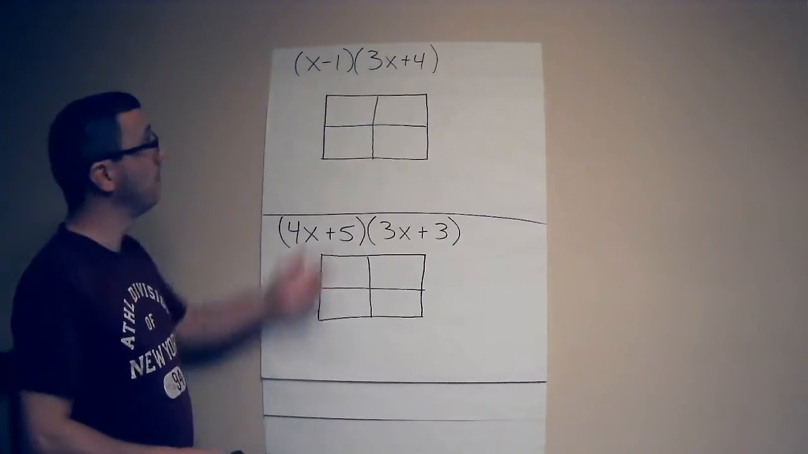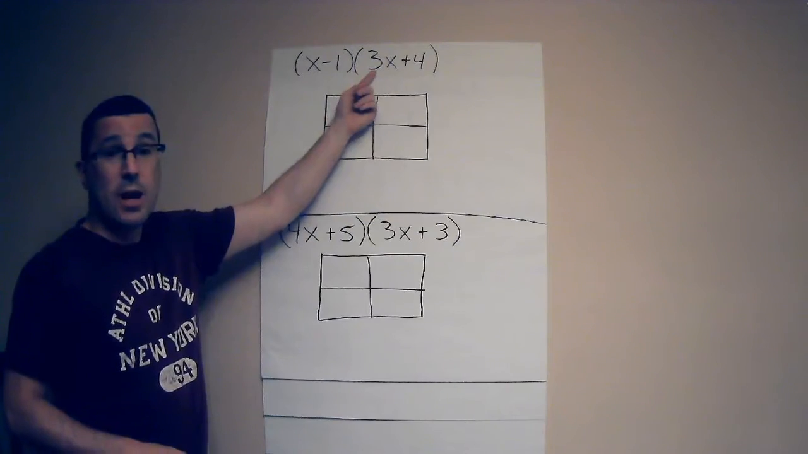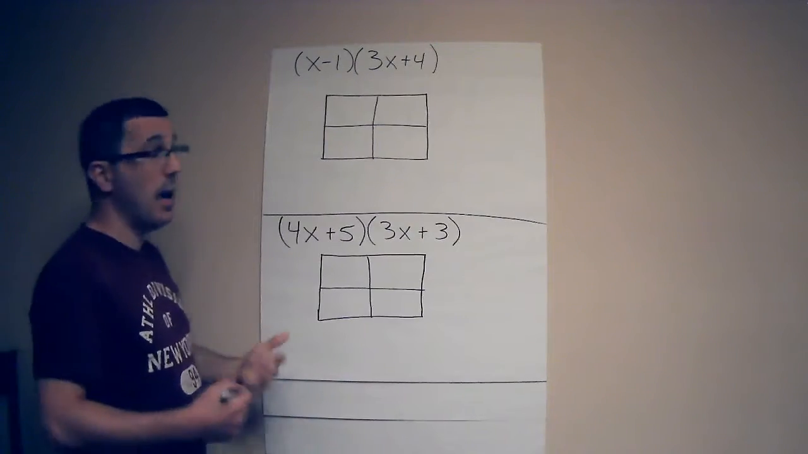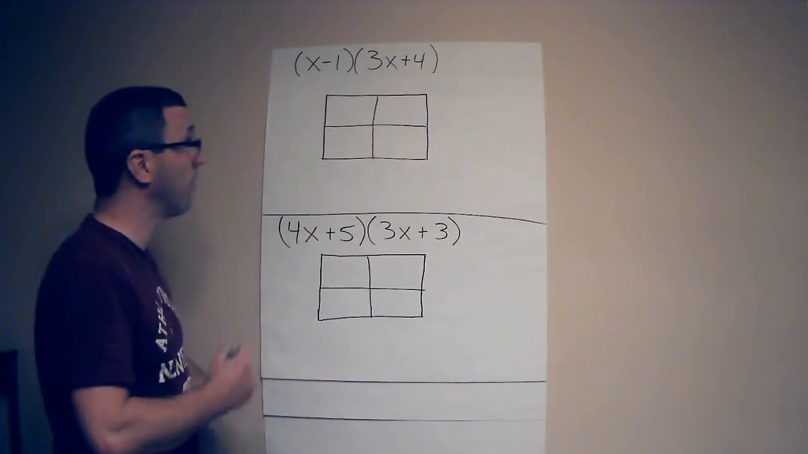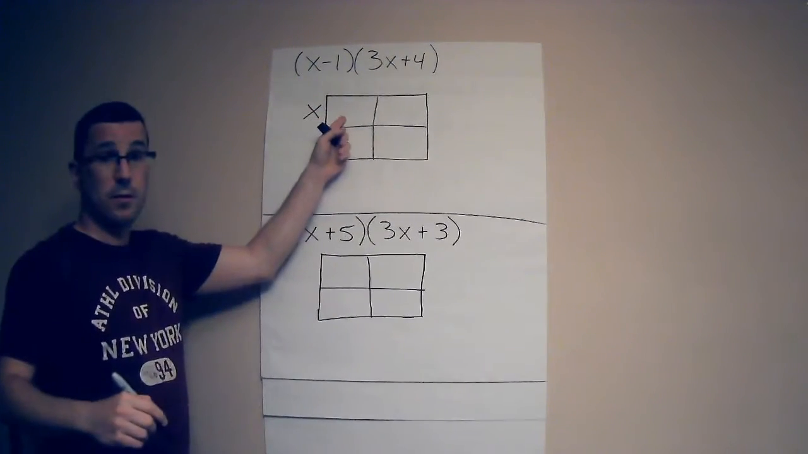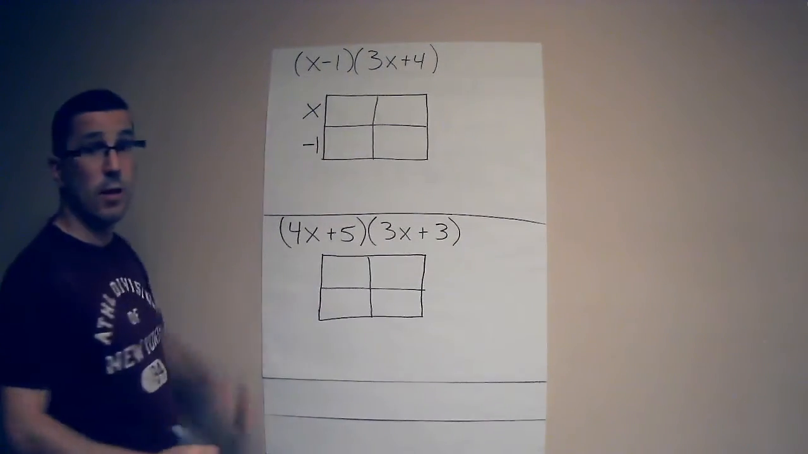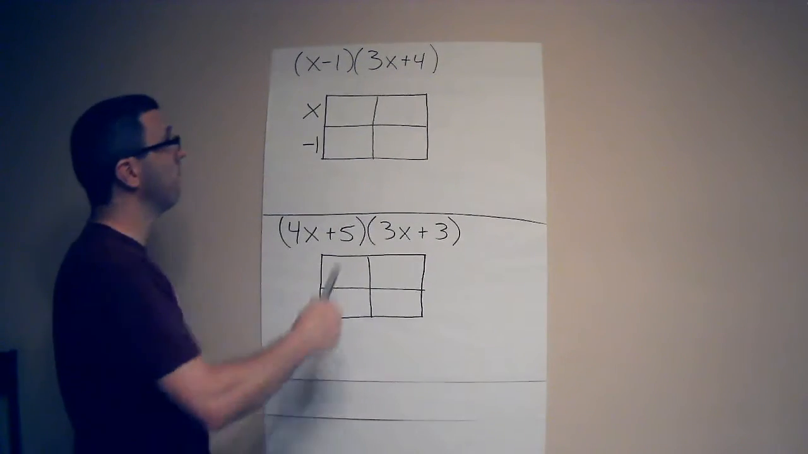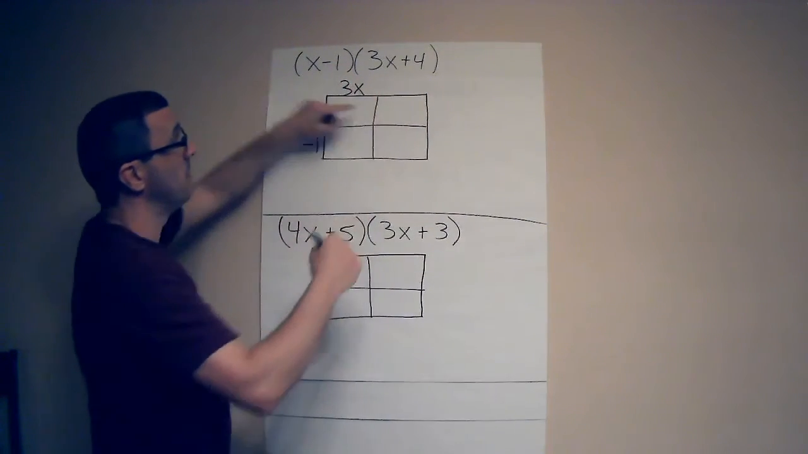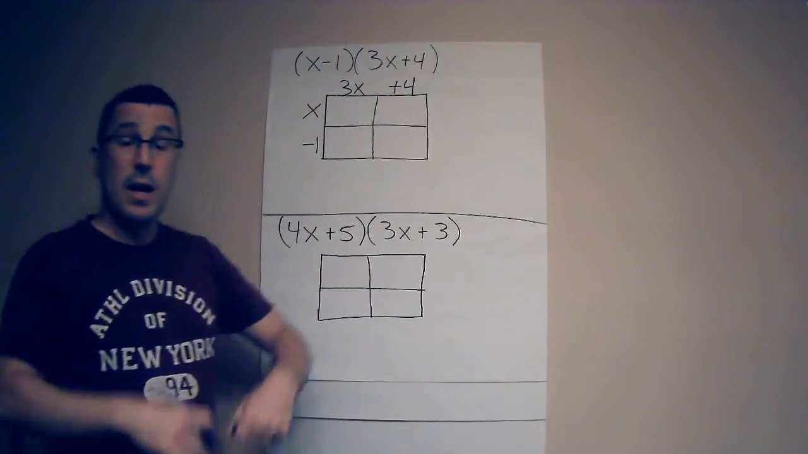So the first one I have x minus 1 times 3x plus 4. So now I have here, I have a number in front of this variable, so I have a coefficient that is not 1. And I'm just going to set it up the same way I did before. I'm going to take this x, put it next to this box, my -1, right there. Yep, you see it. Across the top, 3x is going to come first, and I'm going to put +4 over that next box. And then I'm going to multiply them.